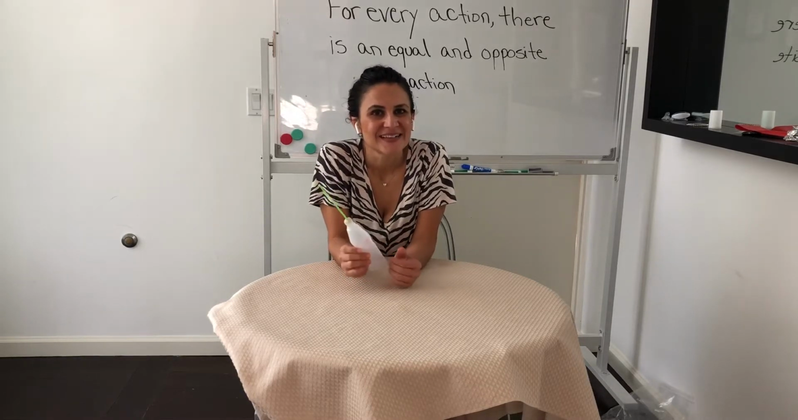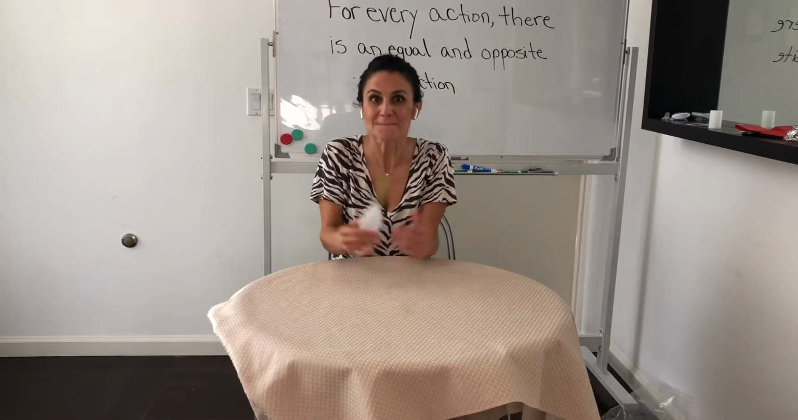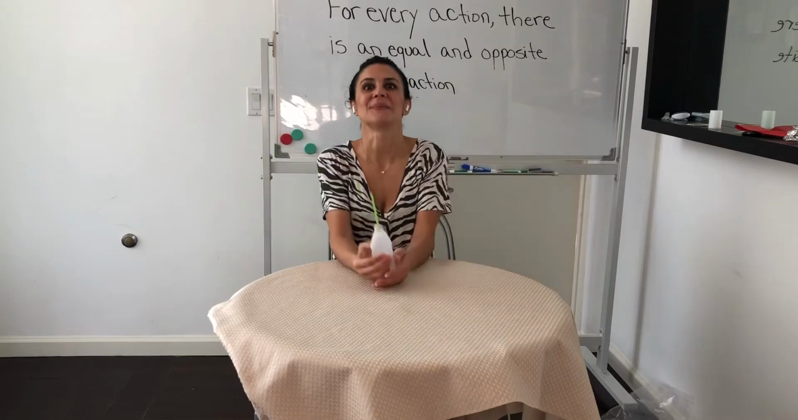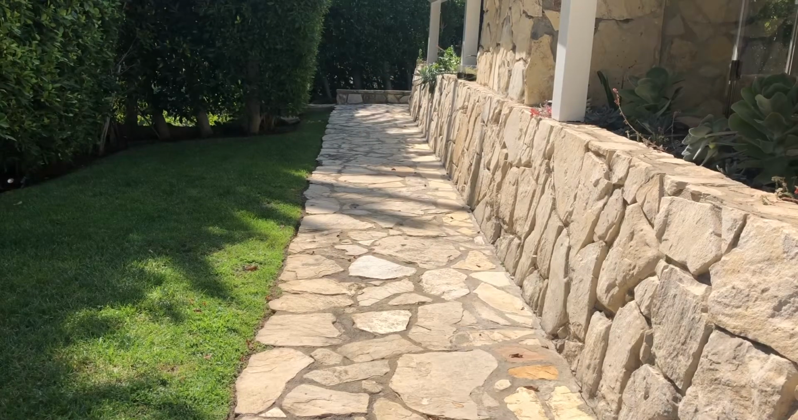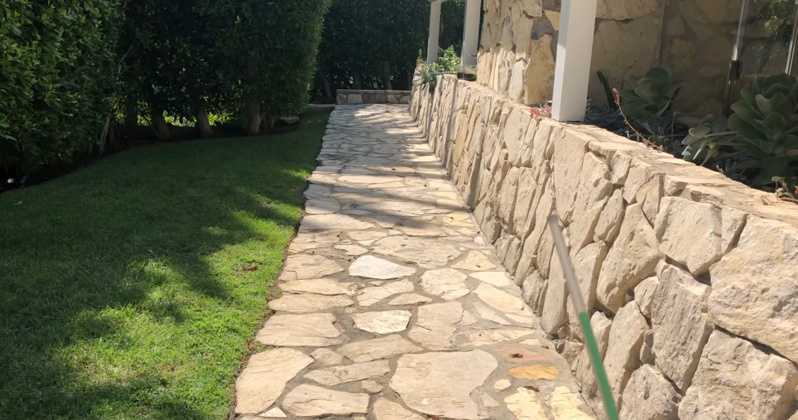Remember, small squeeze went a small distance. Big squeeze went a big distance. Let's watch it again. To do this again, I came outside so I could have a little bit more space. And now I have my rocket. I'm going to give it a small squeeze, and I'm going to watch and see where it lands.